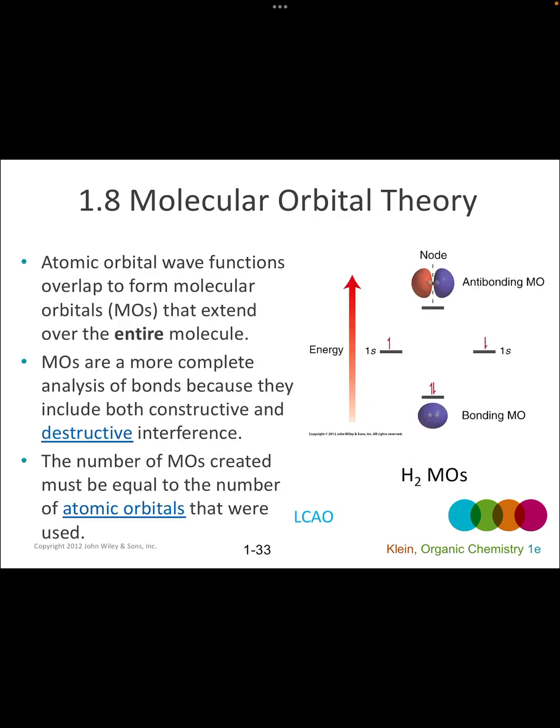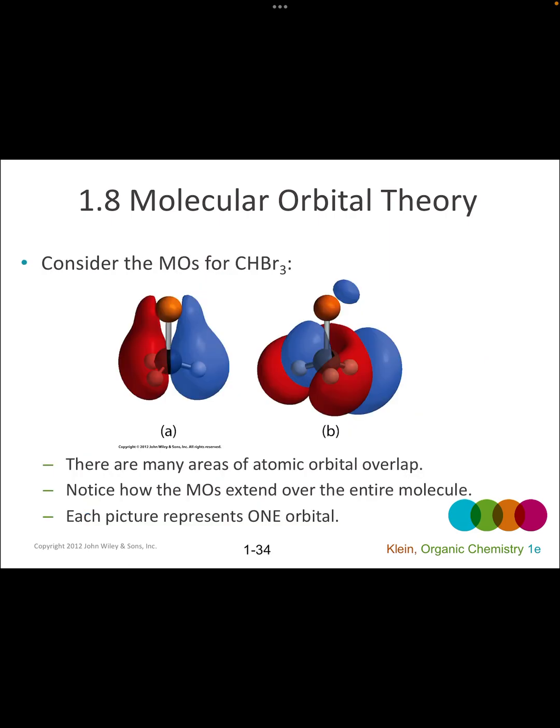So anyway, the number of molecular orbitals that are created as a result of mixing atomic orbitals is the same as the number of atomic orbitals mixed. Remember that that's called a linear combination of atomic orbitals. That's the math you have to use in molecular orbital theory.